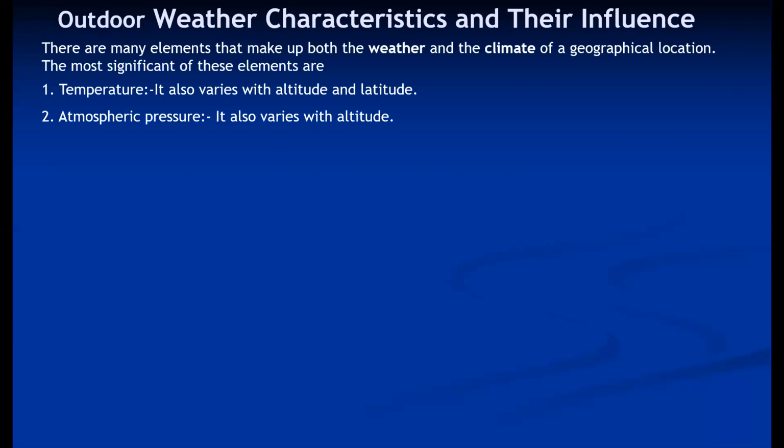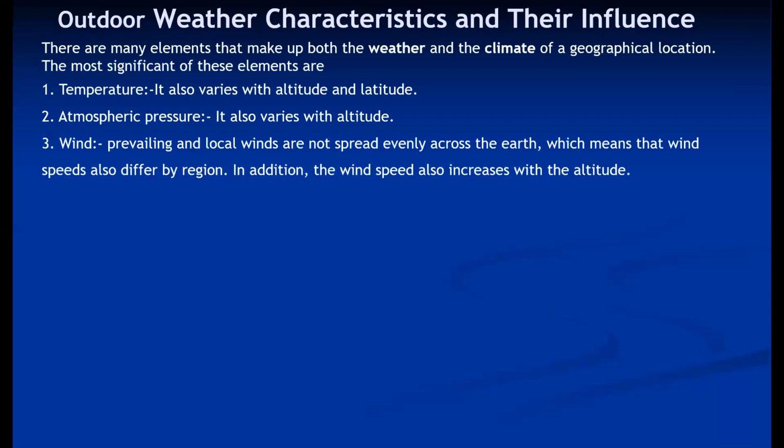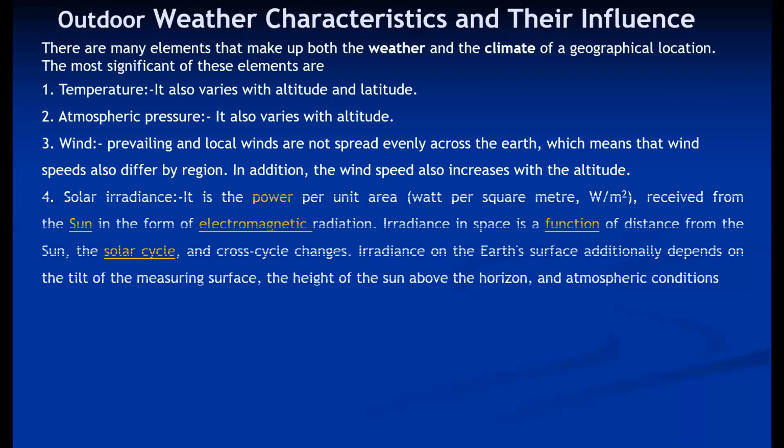Atmospheric pressure is the second important characteristic of weather. It also varies from place to place. Generally, it increases with increasing altitude. Then wind: prevailing and local winds are not spread evenly across the earth. It also varies from place to place, which means that wind speeds also differ by region. In addition, wind speed also increases with altitude as well. So at high altitude, wind speed is comparatively high.